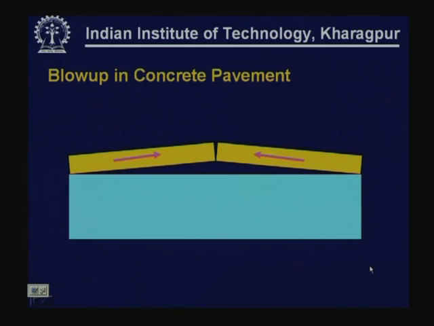Another type of failure which is not very commonly seen is blowup in concrete pavement, associated with an increase in pavement temperature relative to the temperature at which the pavement was constructed, when the slab was laid. If the temperatures increase significantly, and if there is not an adequate gap between these slabs to account for the expansion of both the slabs, then the slabs can either crush or they can blow up like this.